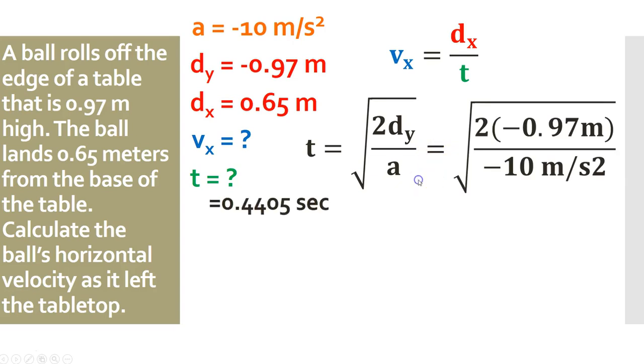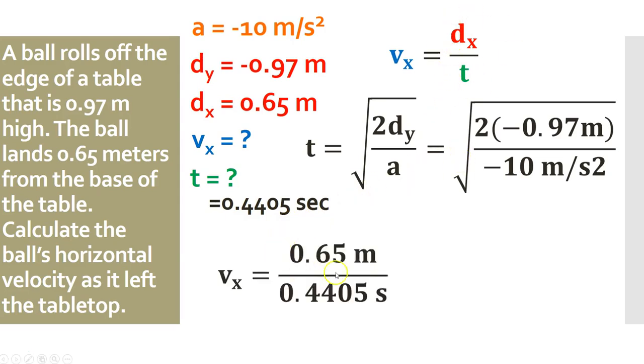So when you plug all of that in, you get our time is equal to 0.4405 seconds. Then you can plug that back into your equation for Vx. So 0.65 meters divided by 0.4405 seconds. Do the math on that. Don't ever leave it as a fraction. And we get 1.5 meters per second.